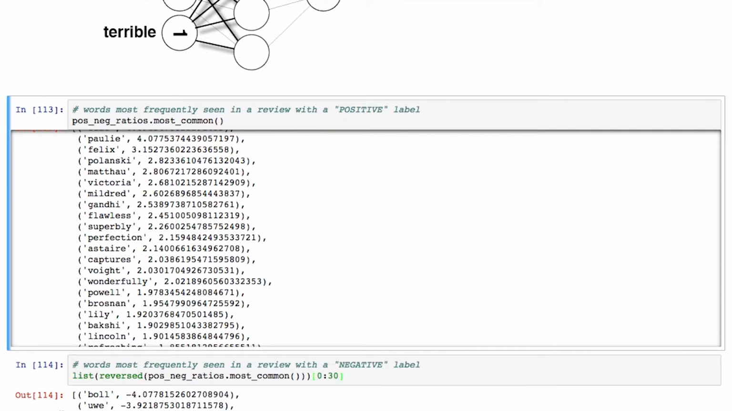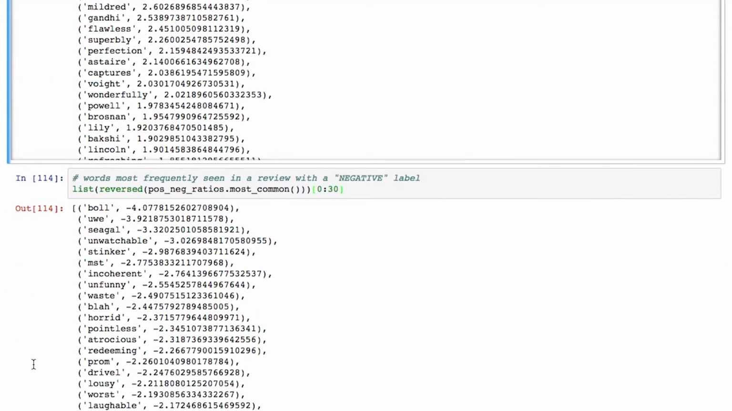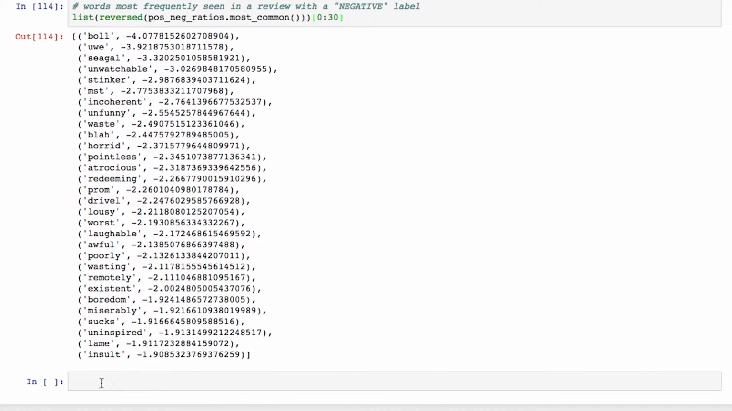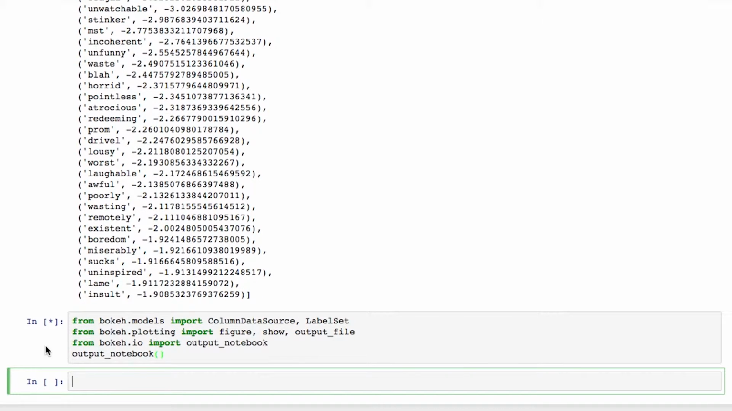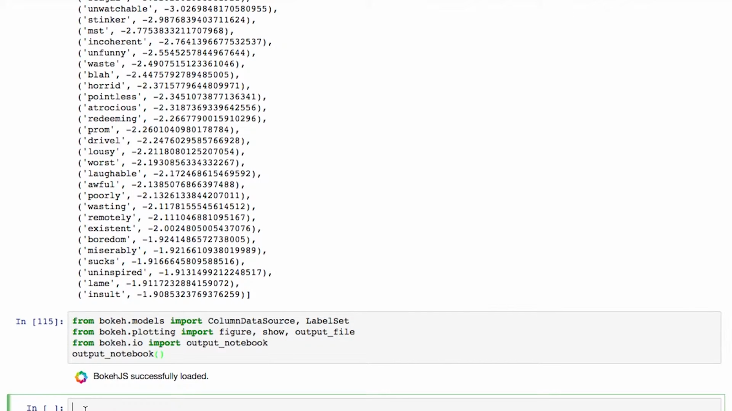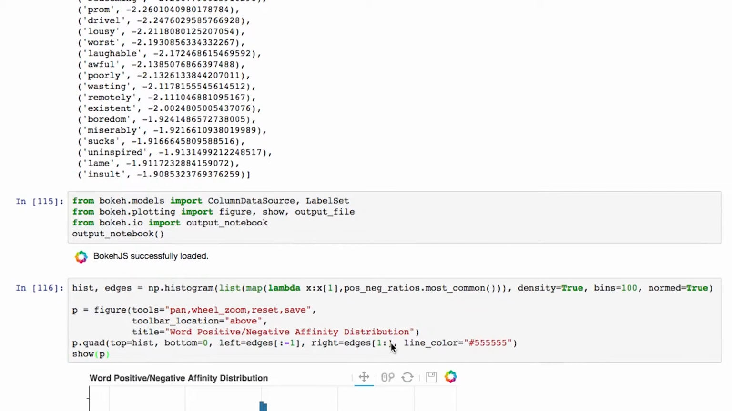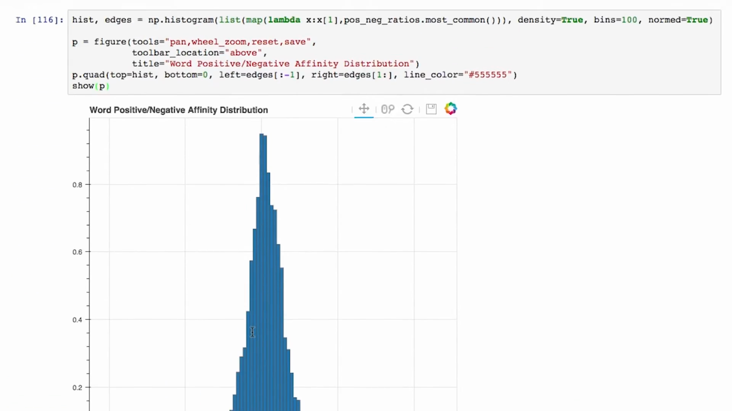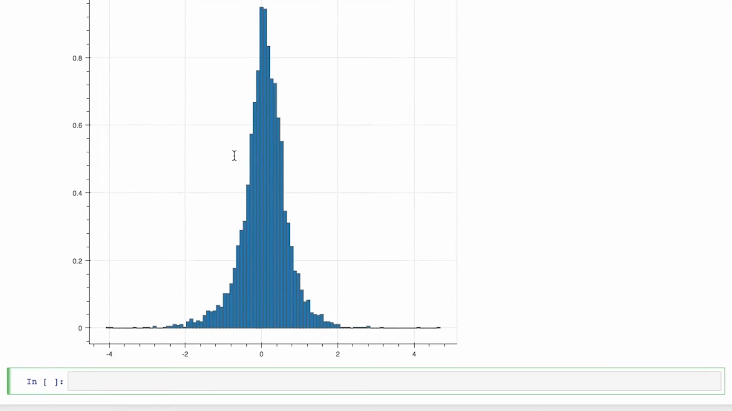Well, what if we did a cutoff? Would that actually work and actually limit the vocabulary? To investigate that, we want to see what the distribution is on this ratio. For that, visualization libraries are great. So check this out. This is our ratio.